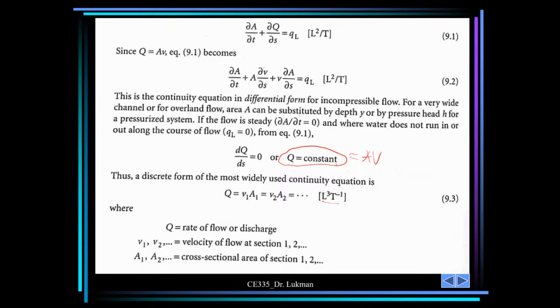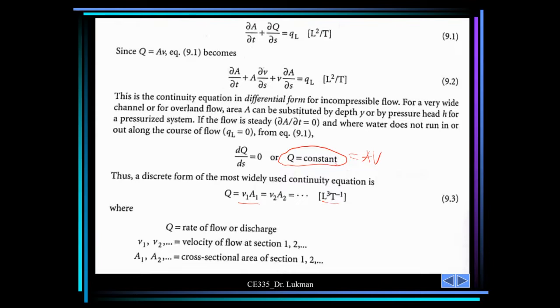So if Q is constant, it means A1 V1 equals A2 V2, and like that. Meaning at every section of the flow, the product of area and the velocity of flow remains the same. Okay. This we will utilize later. And this happens when you have Q constant, when you have steady flow, when the flow parameters do not change with time.